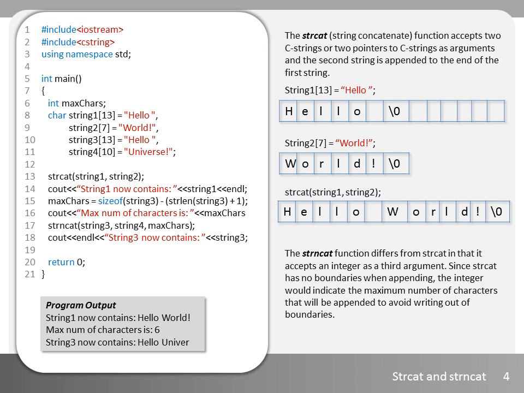On line 17, we use string n concatenate to concatenate string 3 and string 4 together. The function receives these two strings along with the maximum number of characters which was calculated in the previous line. Since string 3 is not long enough to store the result of the concatenation, it only stores until the array is full, adding a null character at the end and discarding the rest. The result is printed in the console. String 3 now contains hello universe.